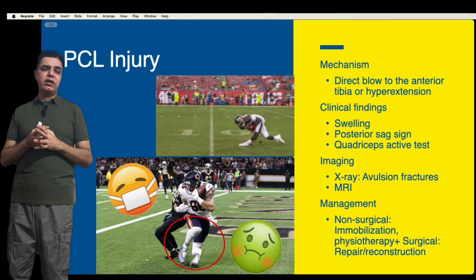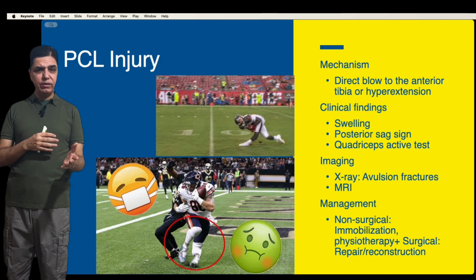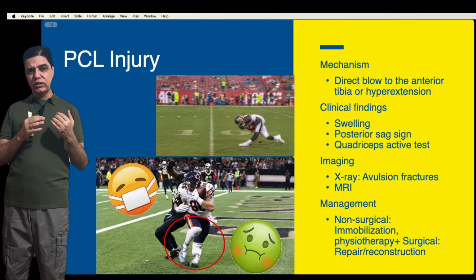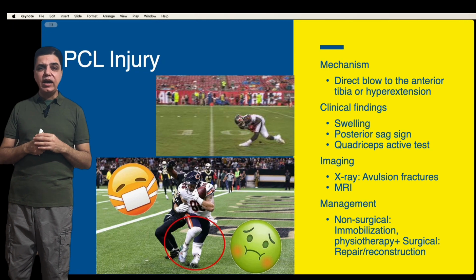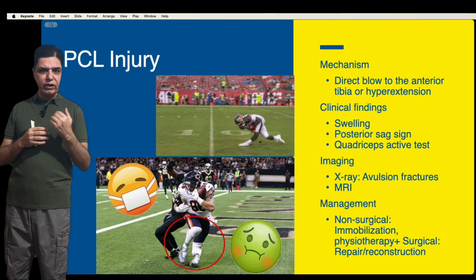Again, x-rays are done because it might be associated with avulsion fractures, just like the anterior cruciate ligament. Posterior cruciate ligament can also cause avulsion fractures, so it's very important to have an x-ray. And even if the x-ray is fine, at some point an MRI would need to be done to see the extent of the actual ligamentous injury.